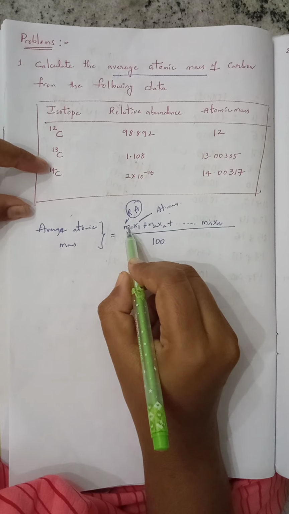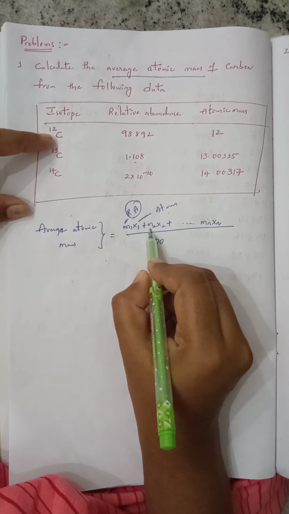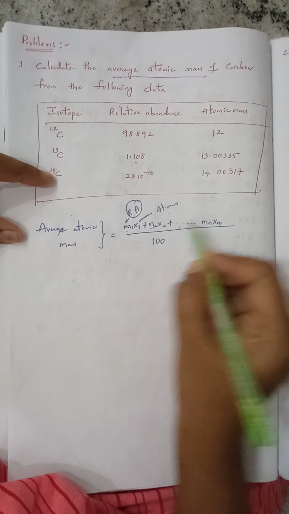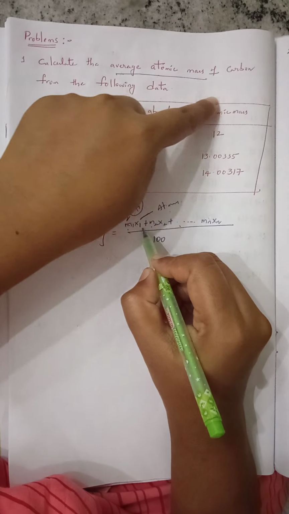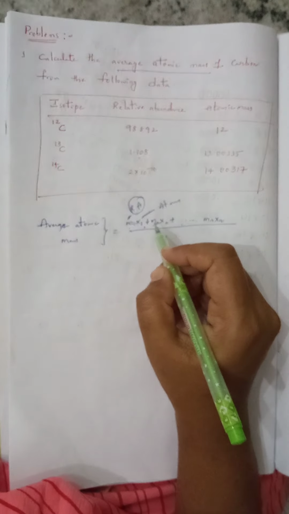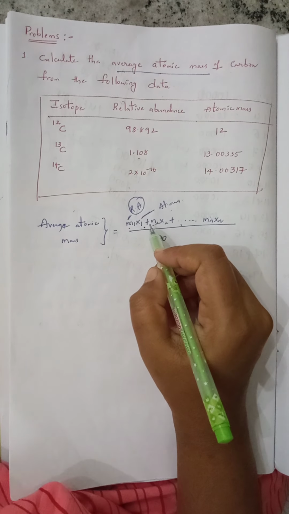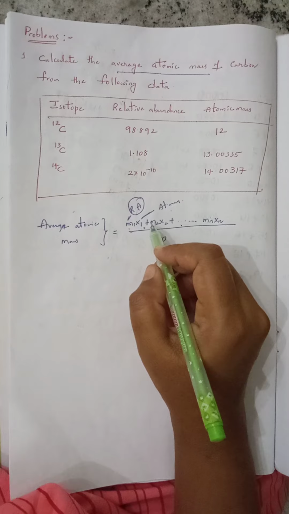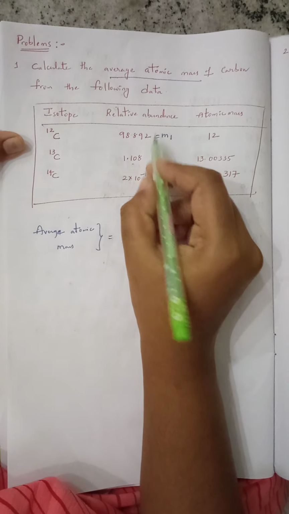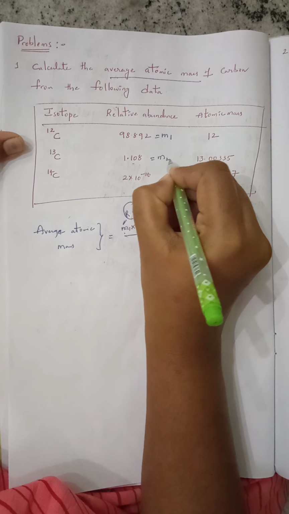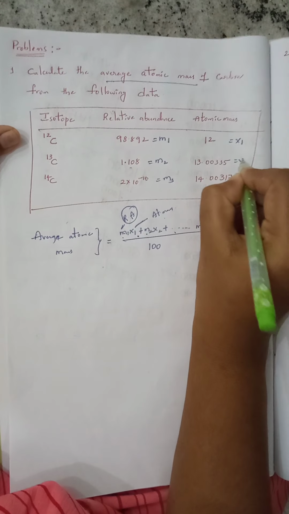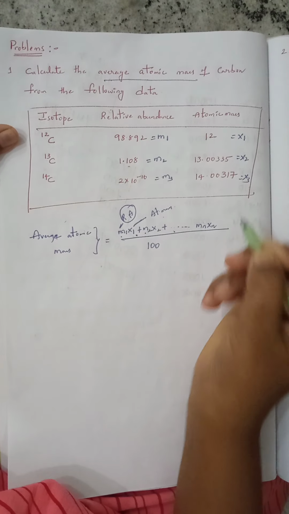What is M1? Relative abundance of the first isotope. M2, relative abundance of the second isotope. M3, relative abundance of the third isotope. What is X1? X1 is the atomic mass of the first isotope, then atomic mass of the second isotope, atomic mass of the third isotope. So you can take this value as M1, relative abundance of the first isotope. This becomes M2, this becomes M3, and this is X1, X2 and X3.